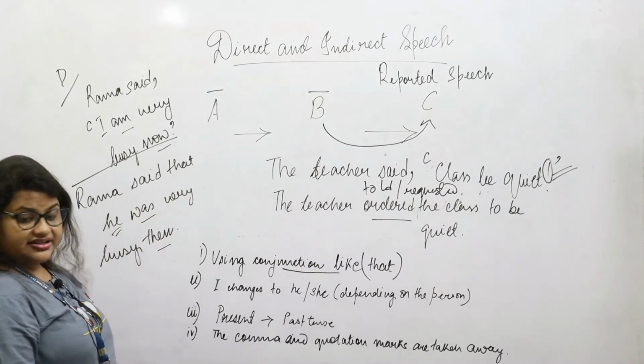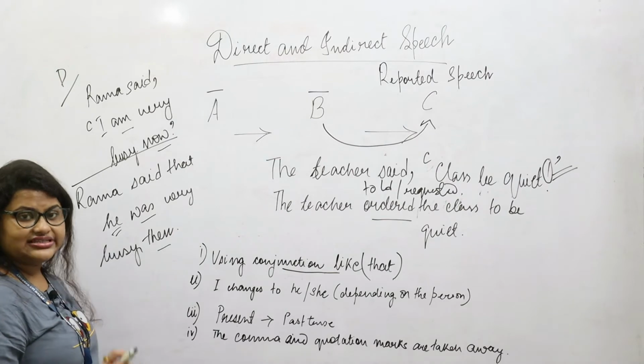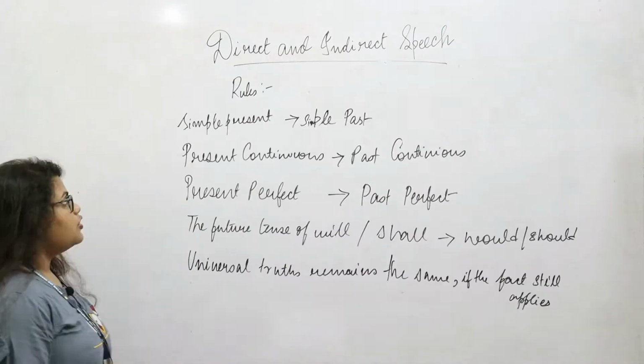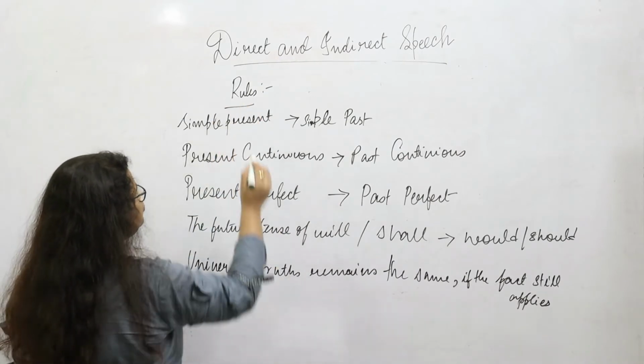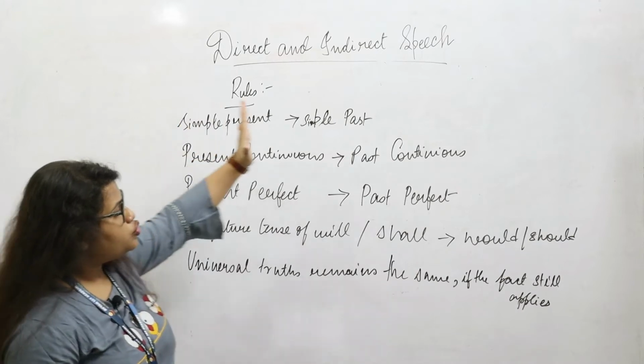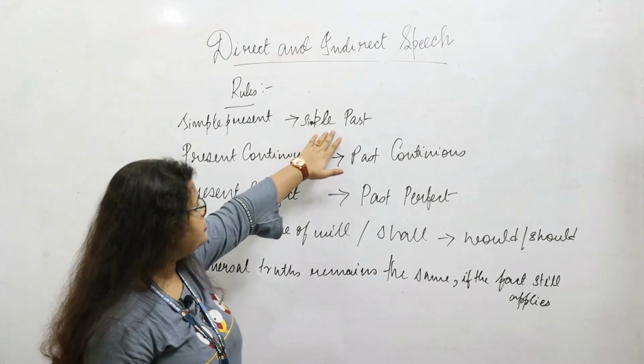Now we'll look at a few other rules which we need to keep in mind while we are changing a sentence from direct to indirect. Those rules would be as follows. All the presents would change into the past. So the simple present tense would change into simple past tense.